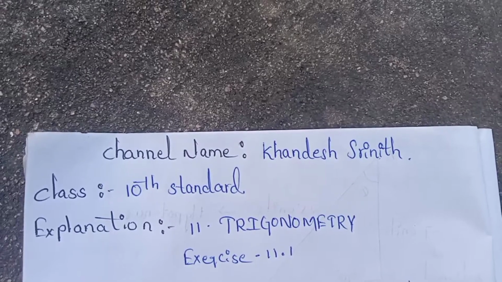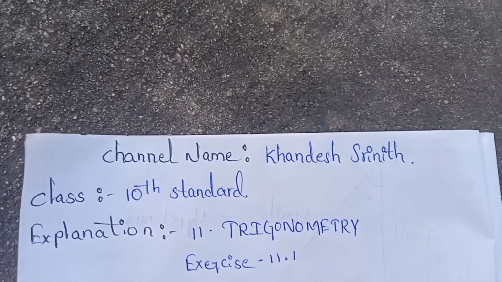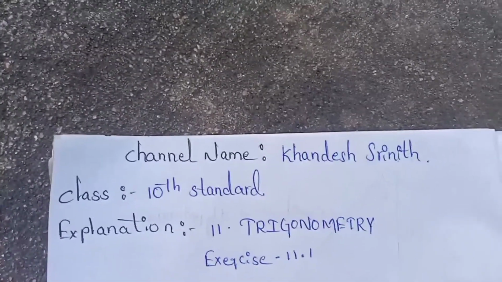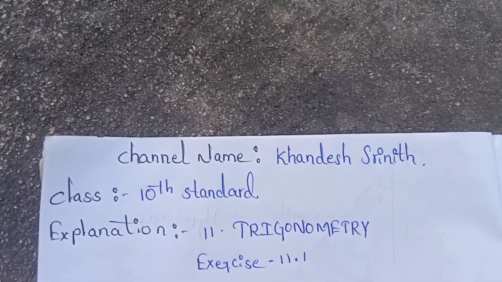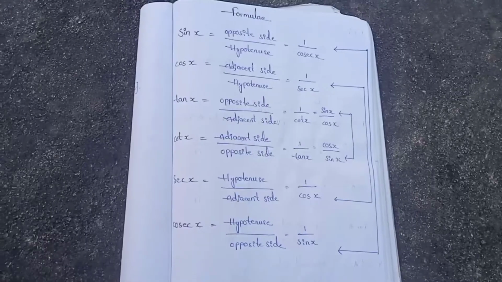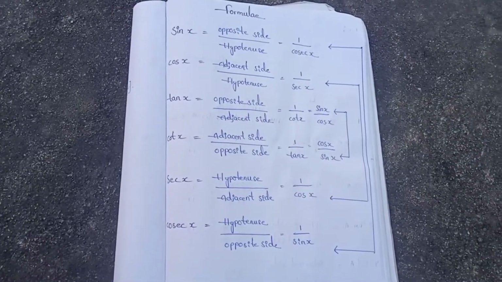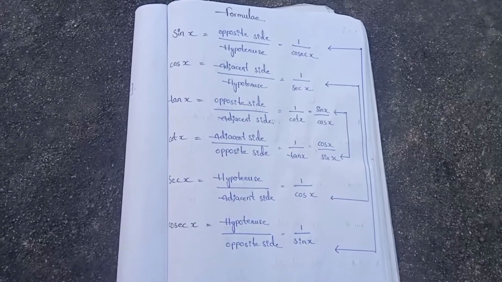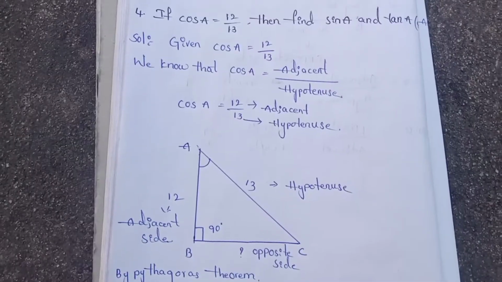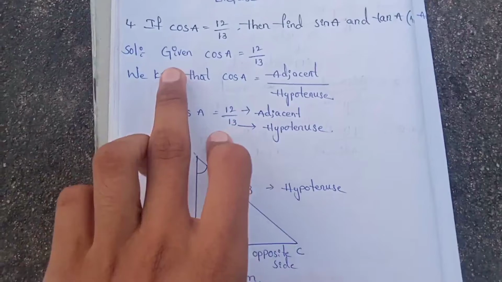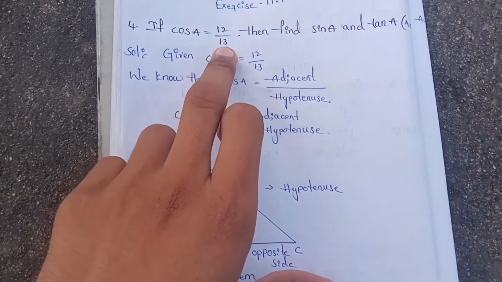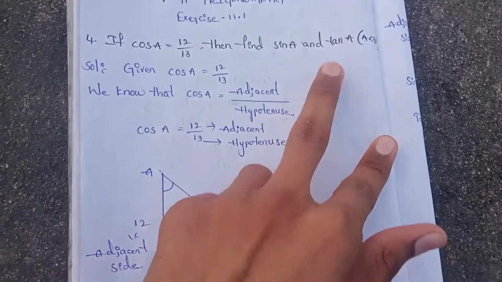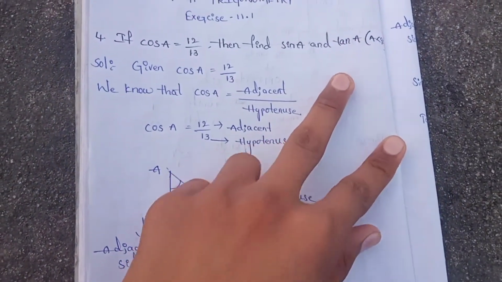In this session, I am going to explain the 11th chapter, Trigonometry, exercise 11.1, 4th, 5th, 6th problems. Before going into that, for the exercise 4th problem, first of all you have to refer to these formulas. See here, 4th one: if cos A is equal to 12 by 13, then find sin A and tan A. A is less than 90 degrees.